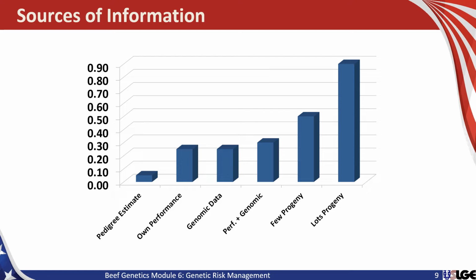If we add that animal's own performance record for a trait like weaning weight, we typically observe an increase in accuracy to somewhere between 0.2 and 0.3, depending on the genetic evaluation, the magnitude or the size of the contemporary group, and other information in the genetic evaluation, including genetic parameters.